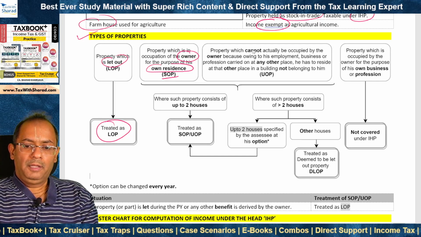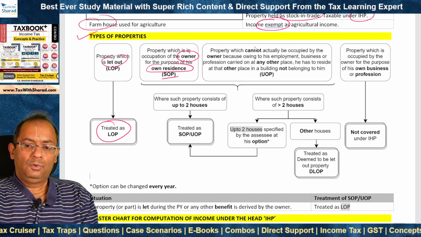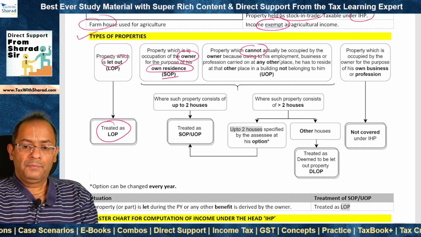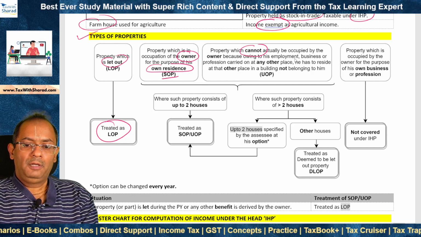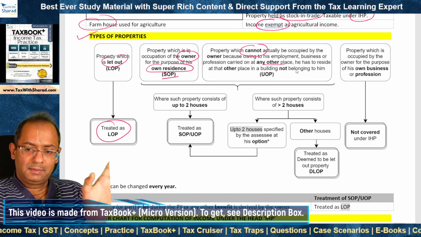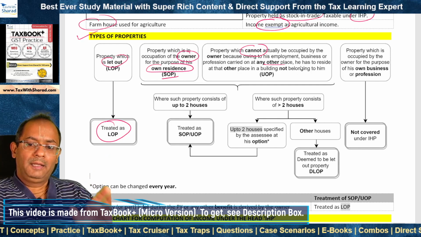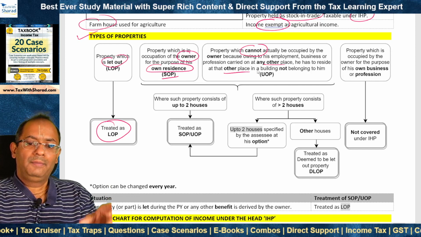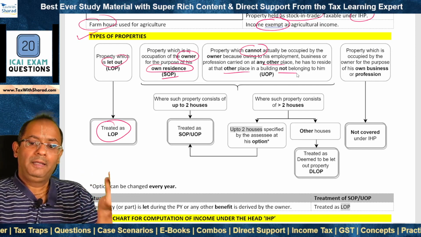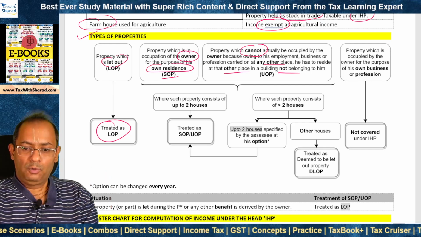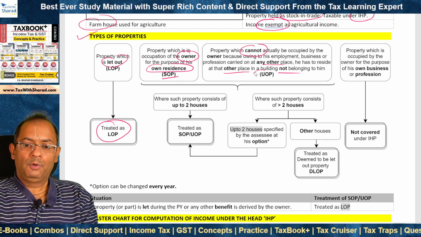If there is a property of which the SSE is the owner, but the SSE cannot actually occupy that property, why? Because due to his employment, business or profession, which is carried on at some other place, the SSE cannot actually reside in that property and he has to reside at that other place in a building which does not belong to him. So that's why the property remains unoccupied. So that is called unoccupied property or UOP.